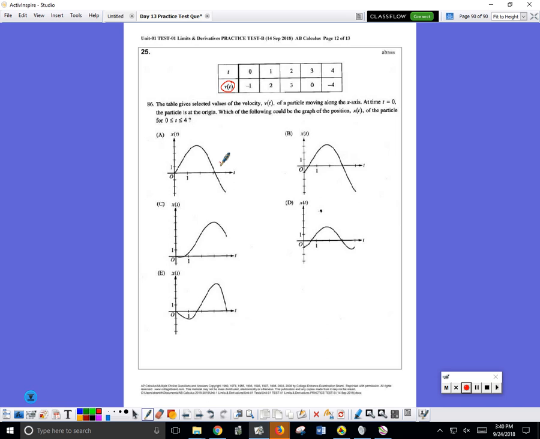Okay, it says at time equals 0, the particle is at the origin. So does that mean that you can automatically eliminate B and D because it doesn't start at 0? Perfect, perfect, perfect.